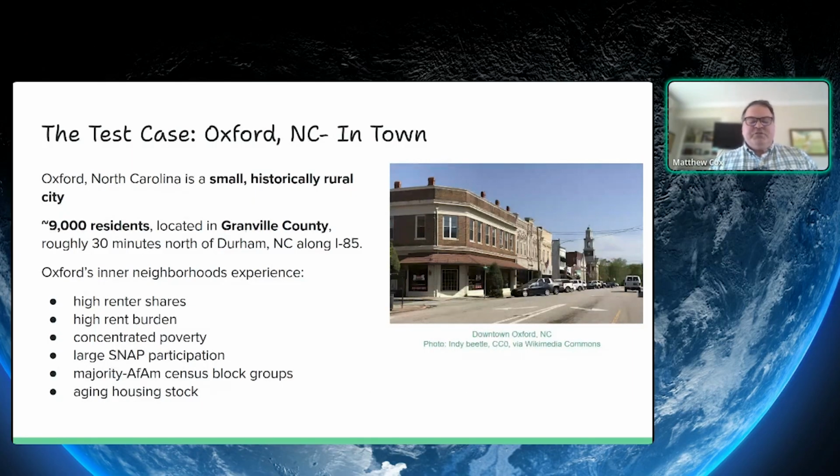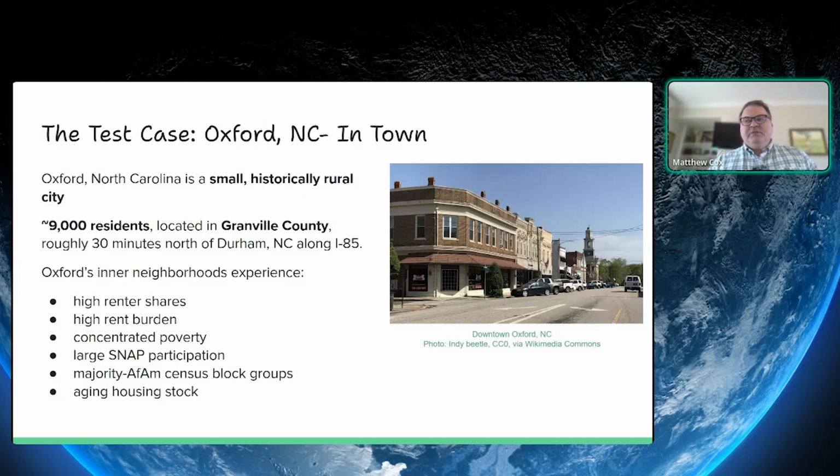That means higher renter shares, that a majority of the individuals in those inner neighborhoods are actually renting their homes, not owning their homes. They experience high rent burden, which means at least 30% of their monthly income or more is going to pay for their housing, for their rent. There's concentrated poverty. That means that certain neighborhoods, at least in the inner part of town, experience high rates of poverty, at least according to the US Census. They experience a large SNAP participation. SNAP is federal food assistance.